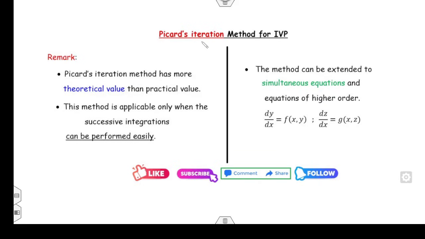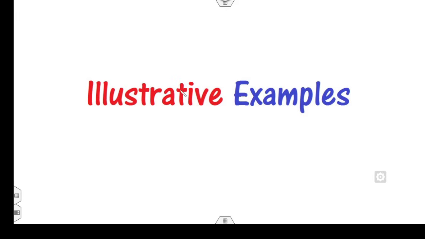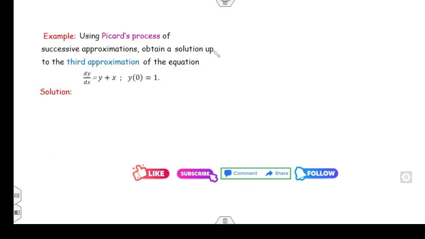Picard's method is also applicable when you are using it for higher order derivatives. In this case, you can see y and z are both my dependent variables, or you can say this is a system of equations. Fine. So I will explain all these concepts with the help of 15 plus numerical examples in this lecture. So let's start with the first question.